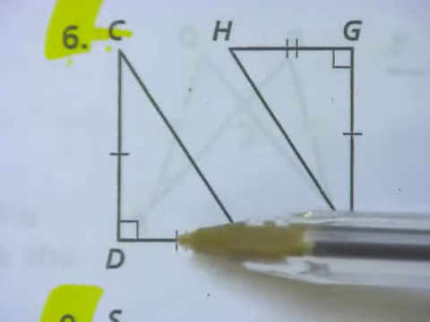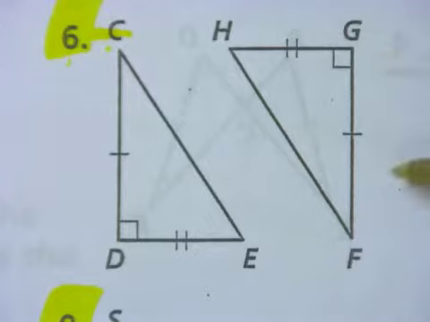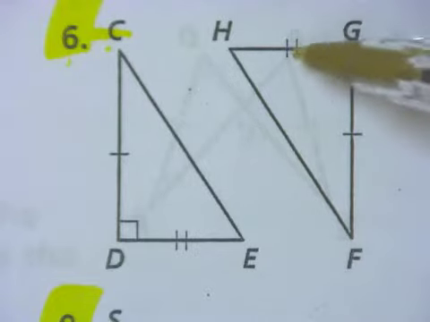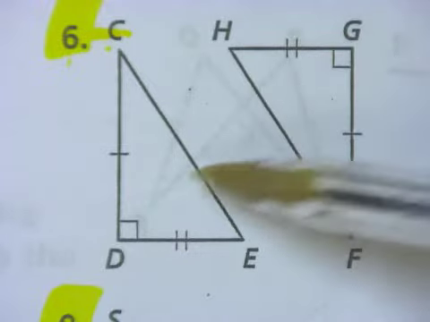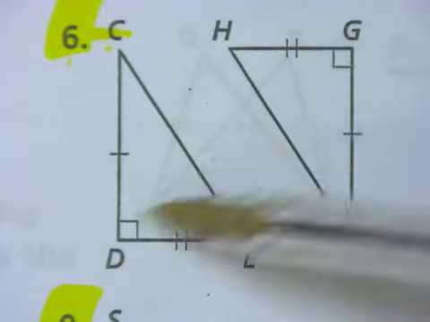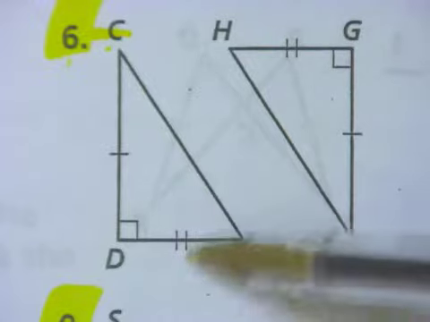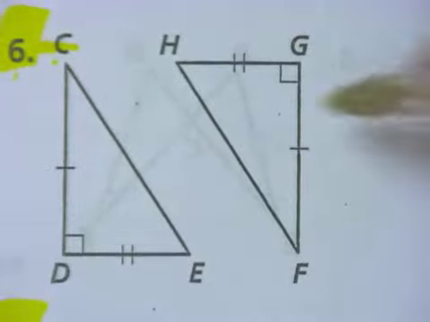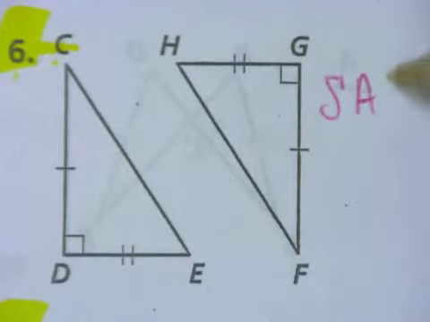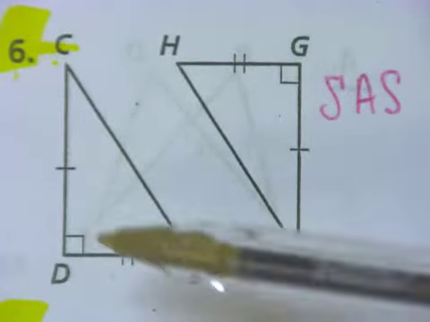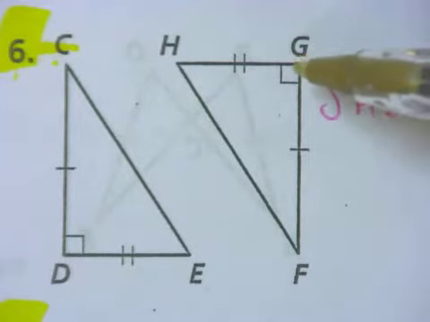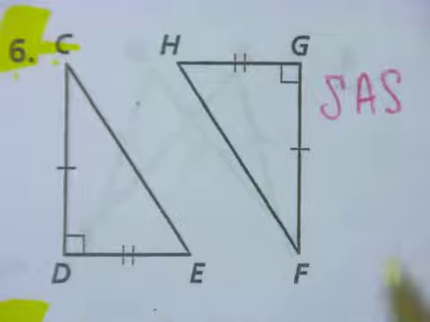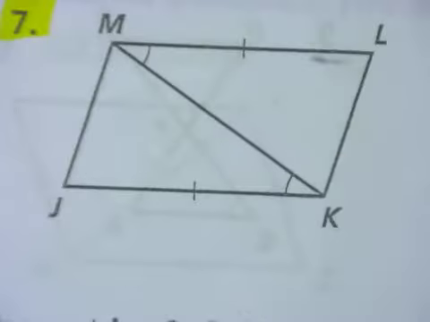Number 6, I have an angle, a side, an angle, and a side. Over here, I have a side, angle, and a side. These sides are congruent, these angles between the sides are congruent, and these sides are congruent. So then I can say that these two triangles are in fact congruent by the side angle side rule. This side, the angle between, and this side is congruent to this side, the angle between, and that side.